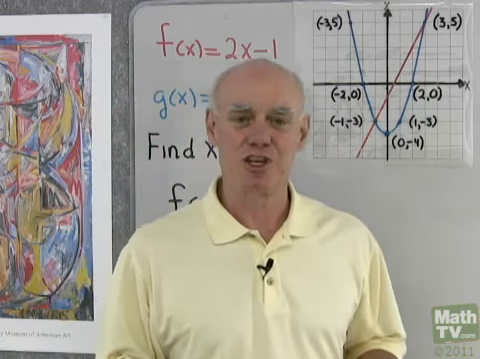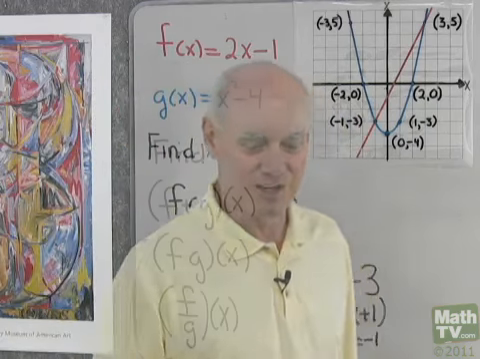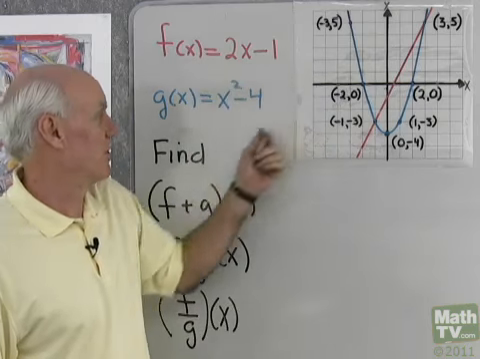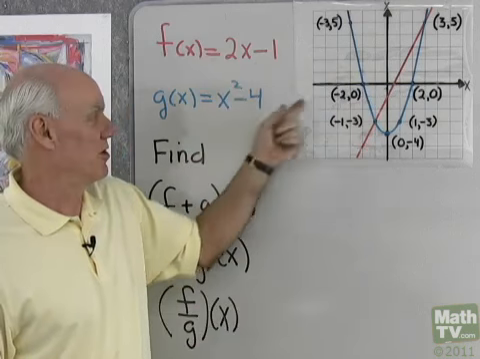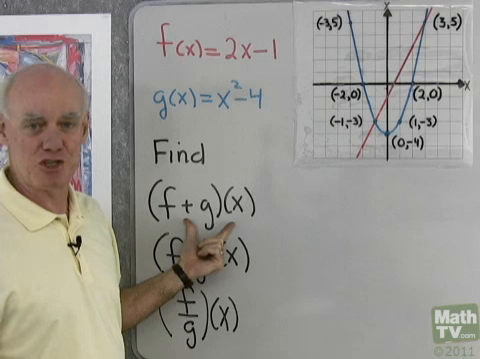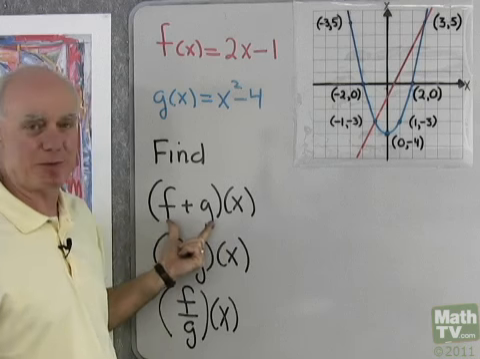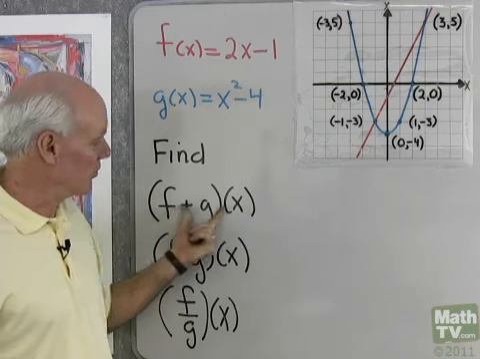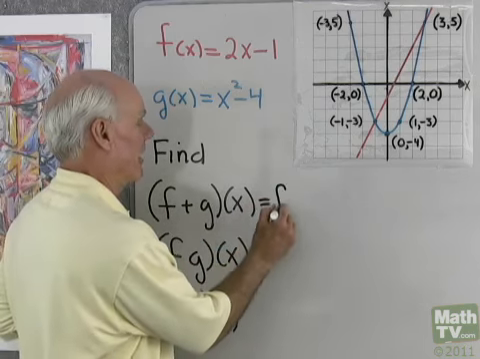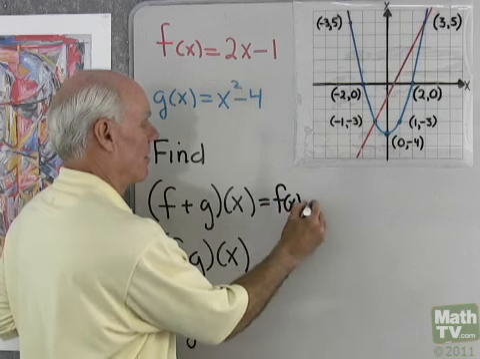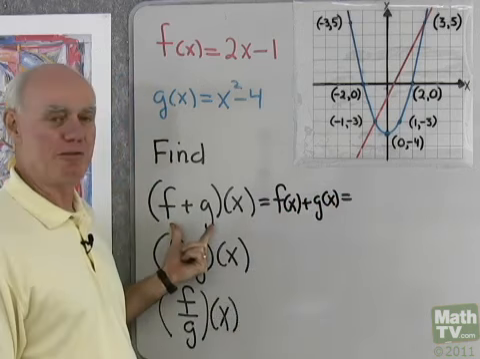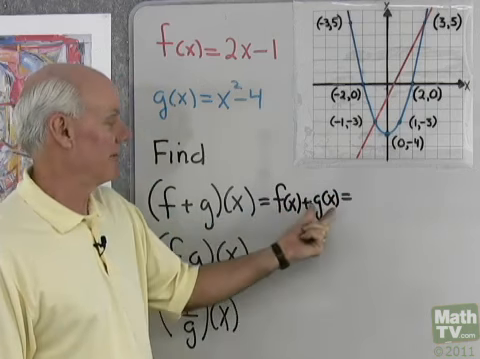Okay, I want to do a couple more things with these functions, so again, I'm going to erase the board here. This time I have the same functions, f of x equals 2x minus 1, the red line, g of x equals x squared minus 4, the blue parabola, and now I want to find this new function, f plus g of x. So its name is f plus g, and its definition, f plus g of x, is just going to be f of x plus g of x. So all I do to find this new function is add f of x and g of x.